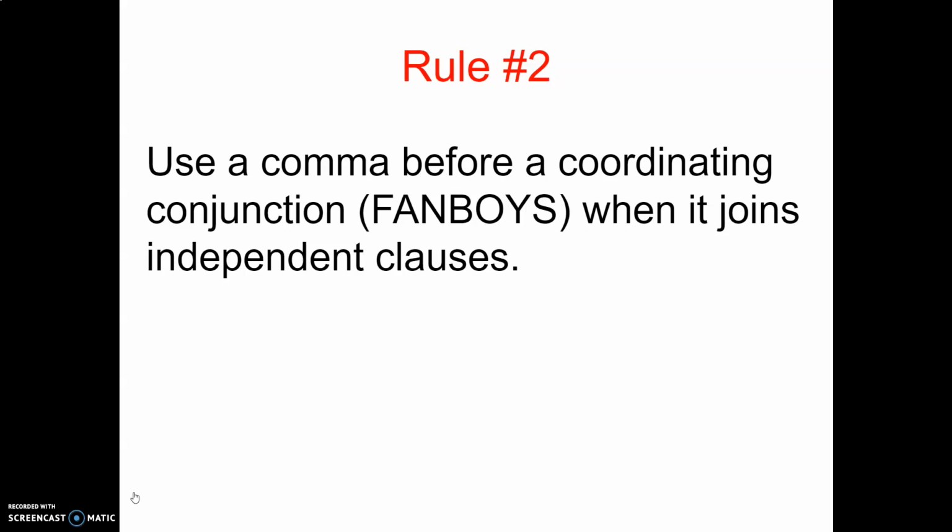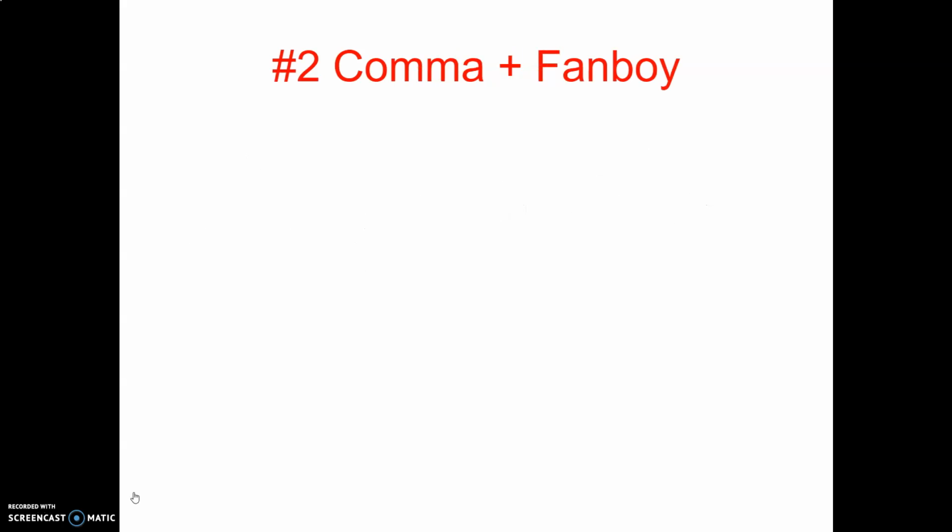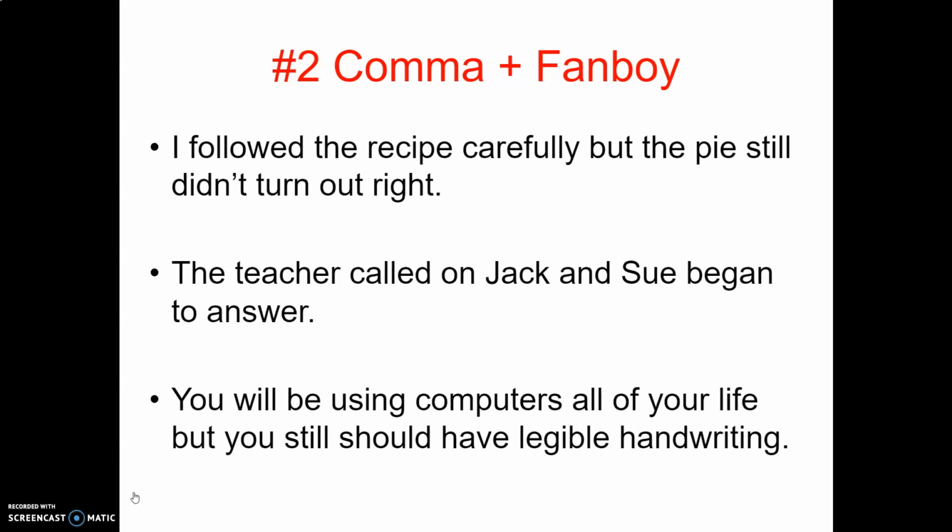And here we're talking about when they're joining independent clauses. So something that is a complete idea all by itself can stand alone. We want the comma plus the coordinating conjunction. So for instance, if we have these sentences, hopefully you can take a second and look at those and think about where would you put the comma? First off, you want to know, are both pieces of the sentence complete ideas? And in these 3 cases, they are.